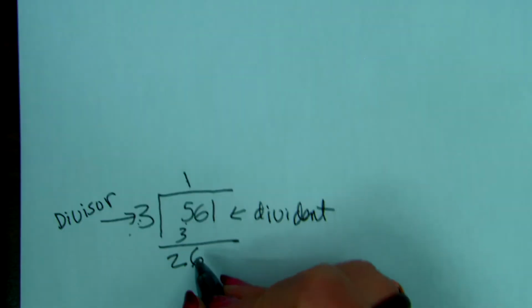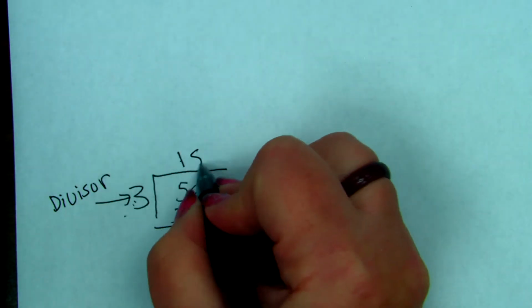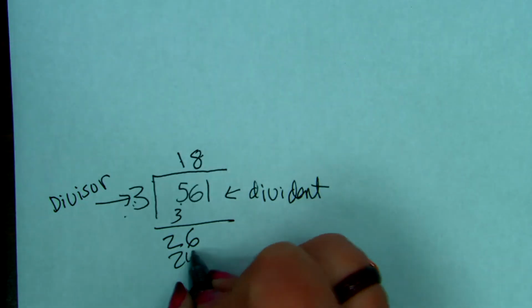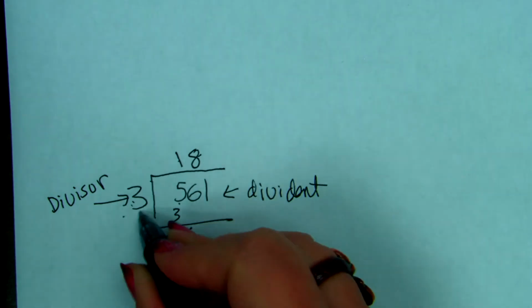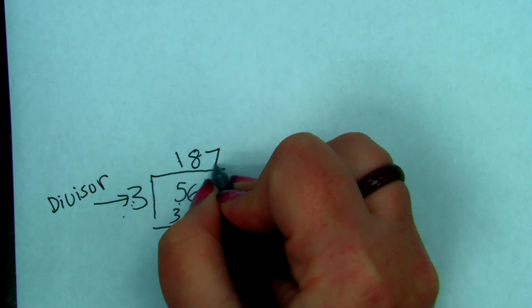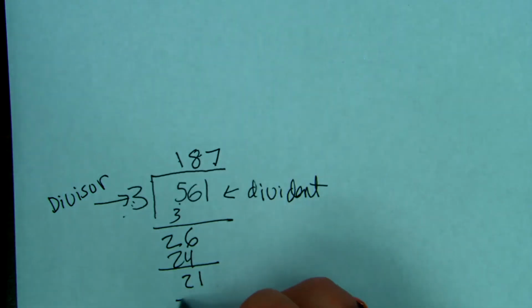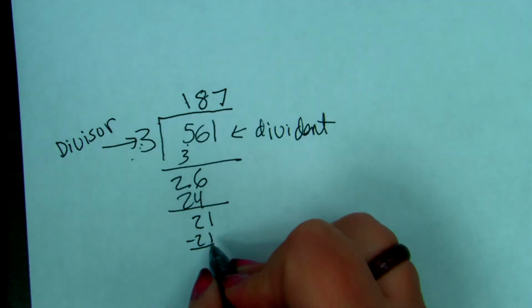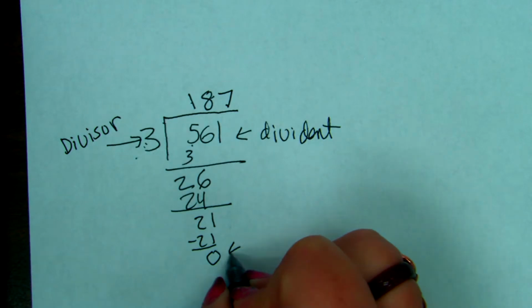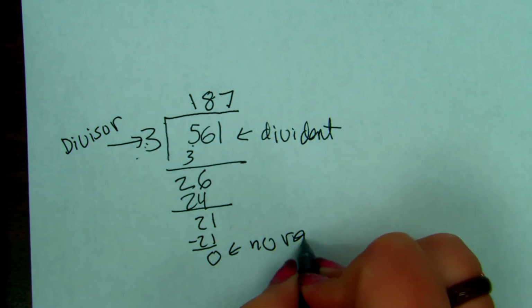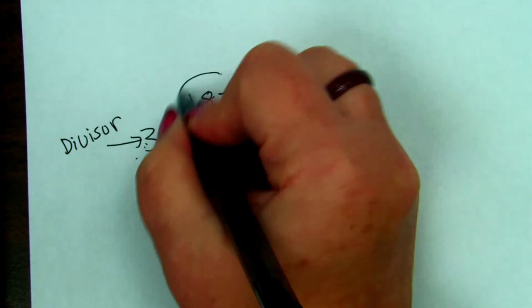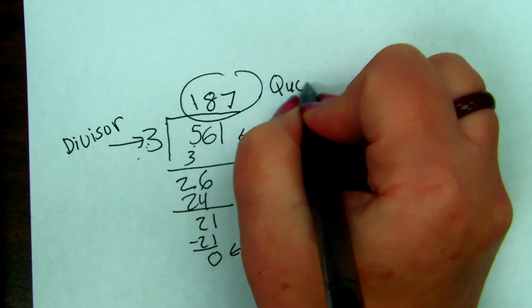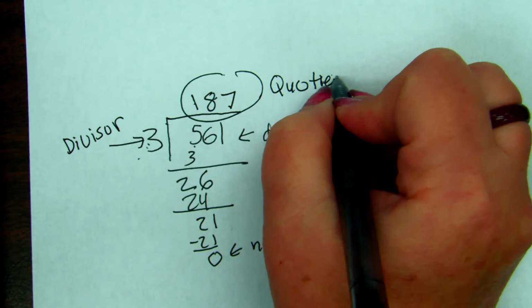3 goes into 26 8 times. 8 times 3 is 24. Bring down the 1. 3 goes into 21 7 times. Get negative 21. 0. There's no remainder. This is called the quotient, the answer to a division problem.